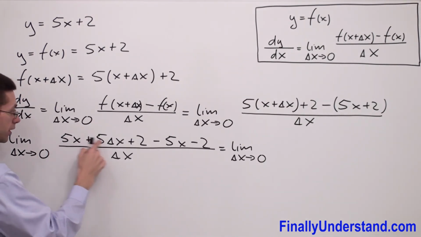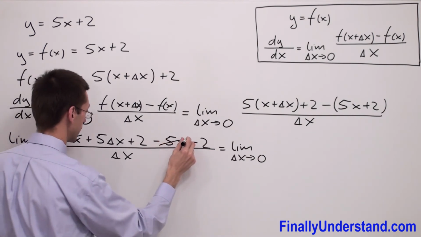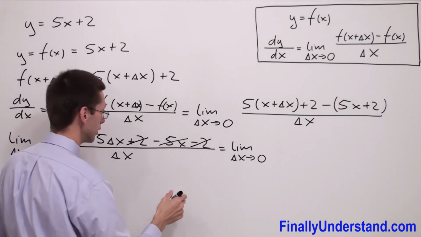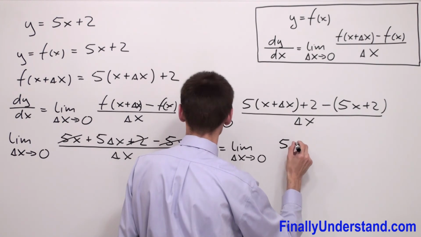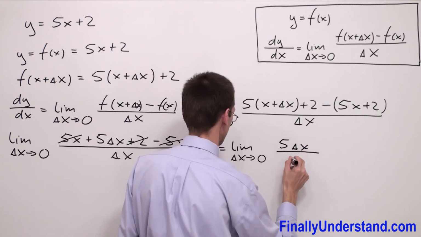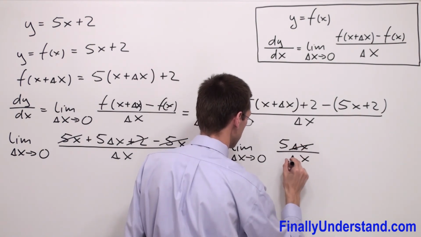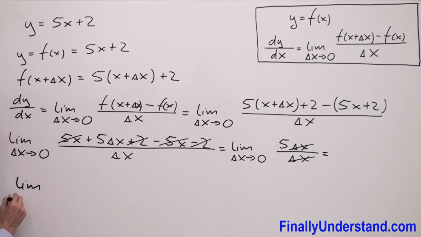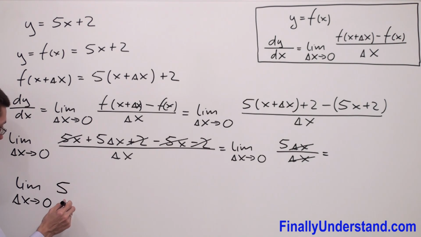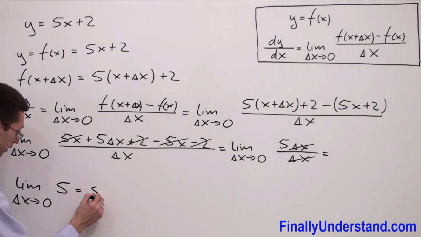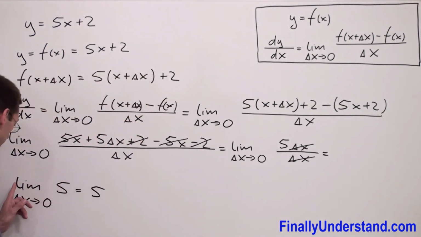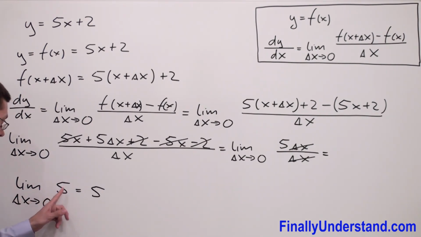We have 5x and negative 5x. They're going to subtract each other. I have positive 2 and negative 2. They're going to subtract each other, and I'm going to end up with 5 delta x over delta x. Delta x and delta x will cancel out, is equal limit as delta x approaches 0 of 5 is equal 5, because the limit of a constant is equal constant. That's why limit as delta x approaches 0 of 5 is equal 5.